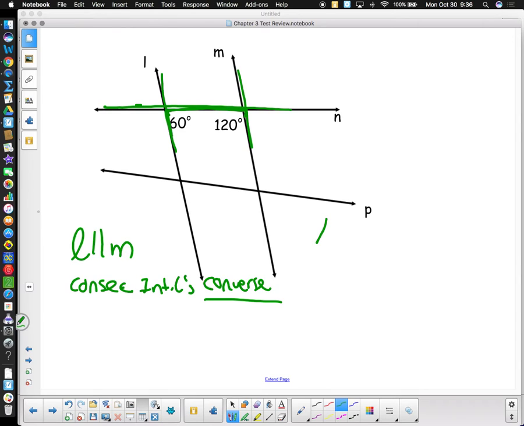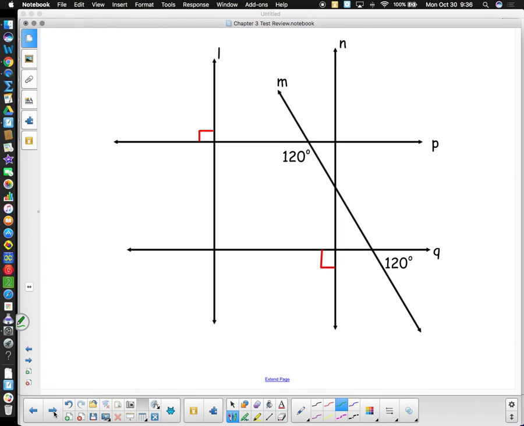I just use the angle symbol. Angles. Okay? That's the abbreviation I'm using. Okay? This one's tricky. Where are my parallel lines? L and N, L and Q, M and Q. Okay, let's start out with one pair and explain why. L and N. Why are L and N parallel?